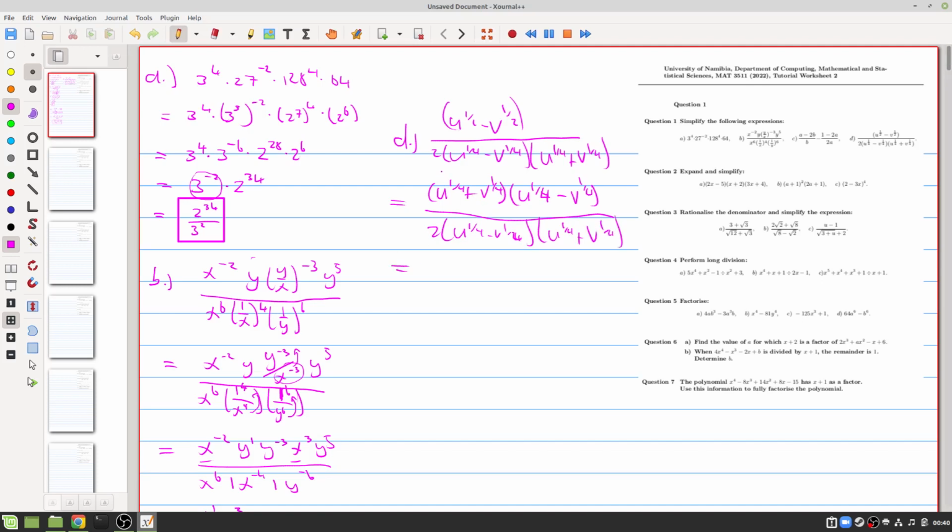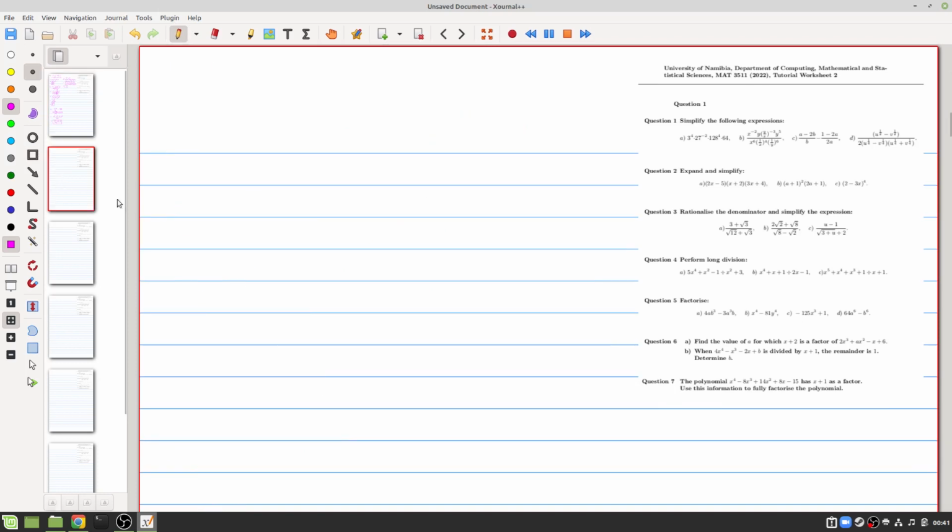Okay, and then we see this can cancel out with that, this can cancel out with that, and we're left with 1 over 2. And that's our answer. Okay, so difference between two squares, very nice factorizing method. Yes, that was question 1.